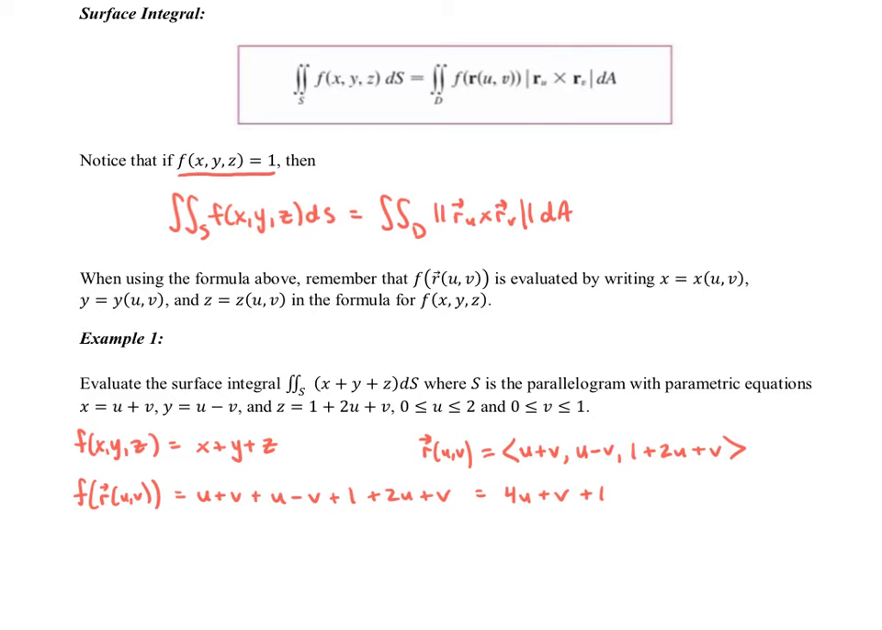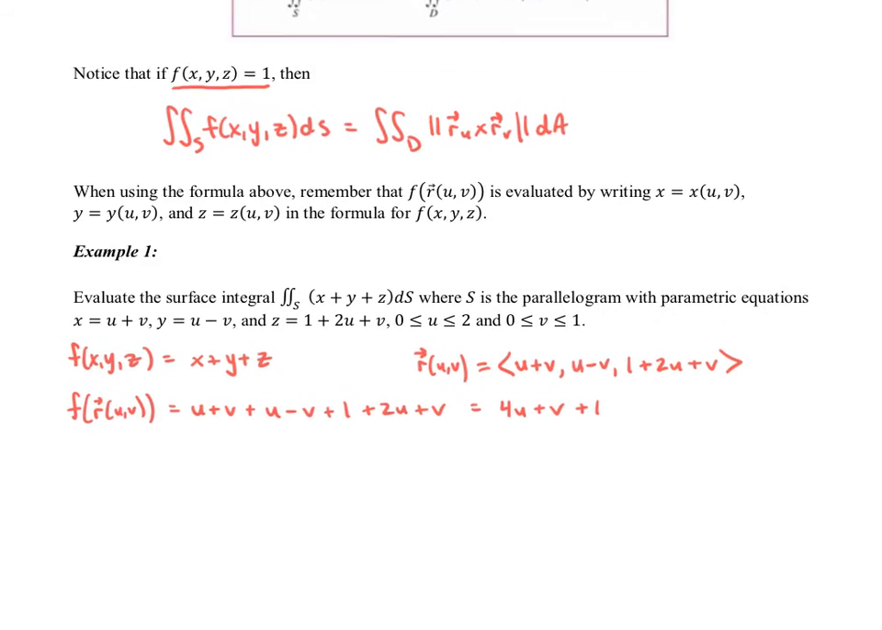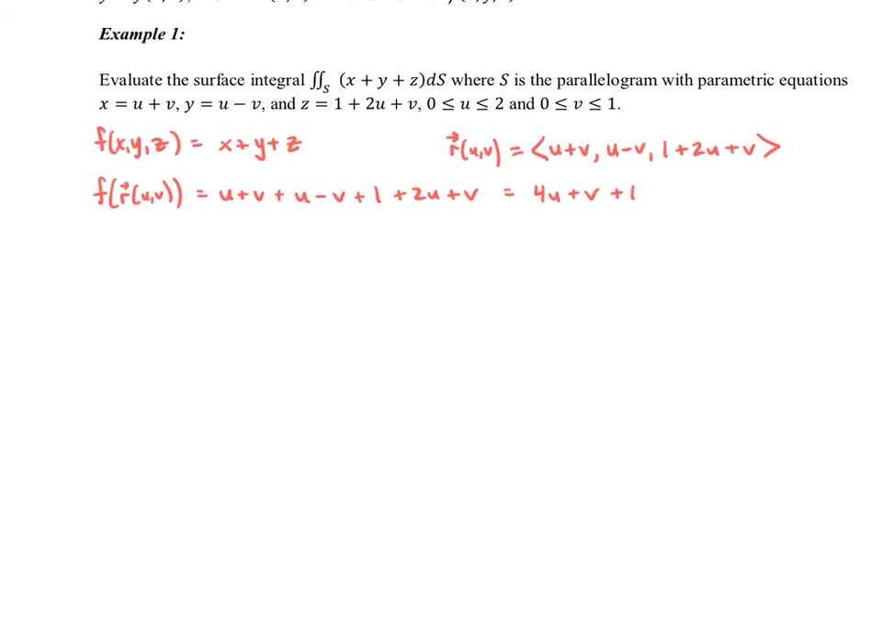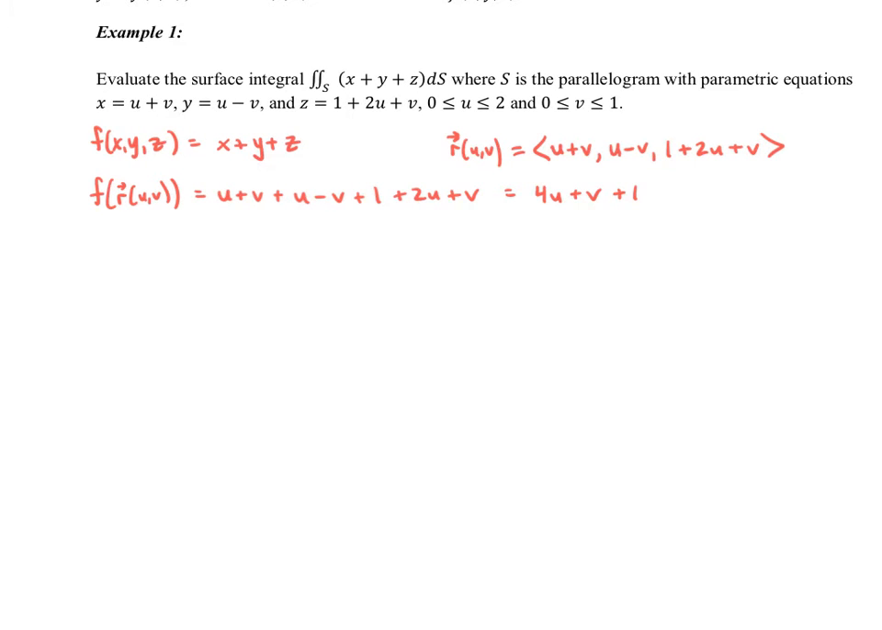Okay, then the second part that we need is the cross product. This is the part that's usually much more work intensive. So we need the partial derivative with respect to u, which is going to be just 1, 1, and 2. And then we need the partial derivative of r with respect to v, which is going to be 1, negative 1, and 1. Again, I'm just getting those from our vector equation r. We'll take the partial derivatives of each of the components, and we get that.